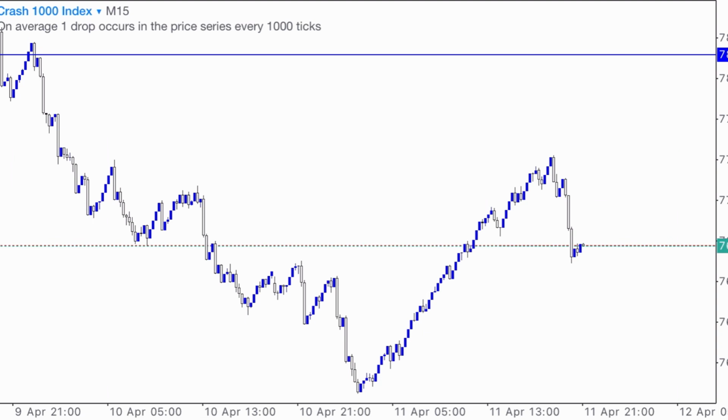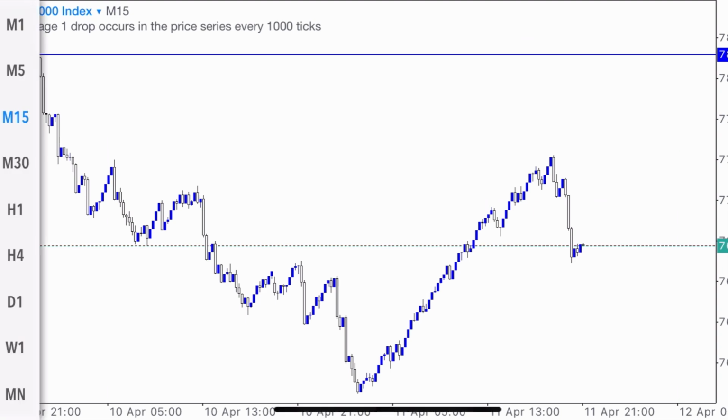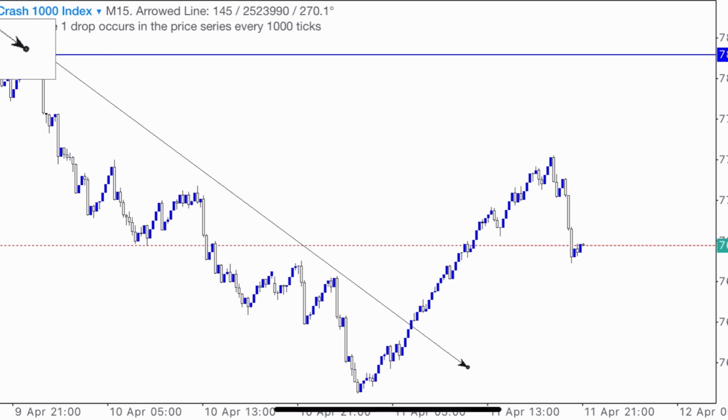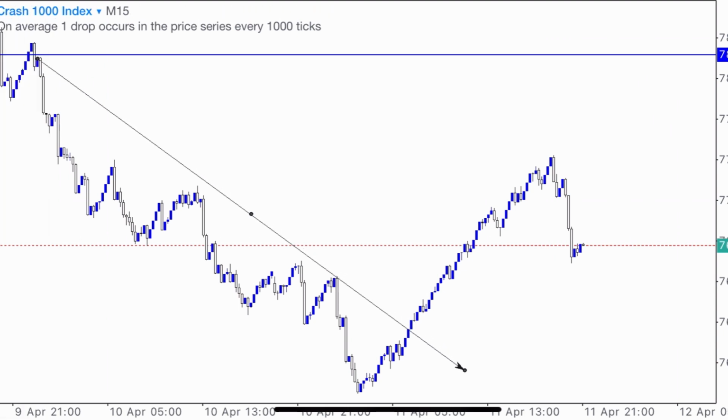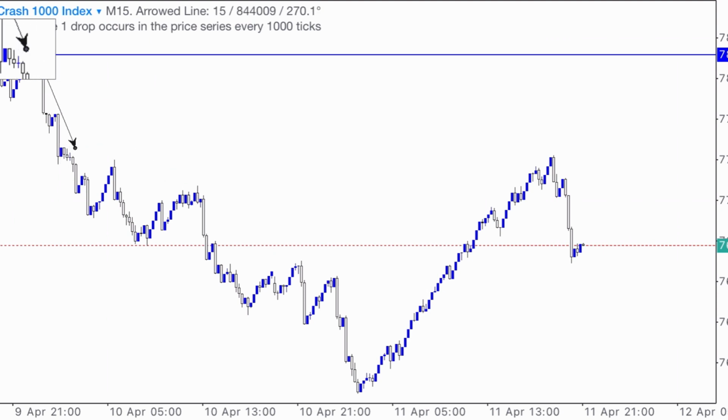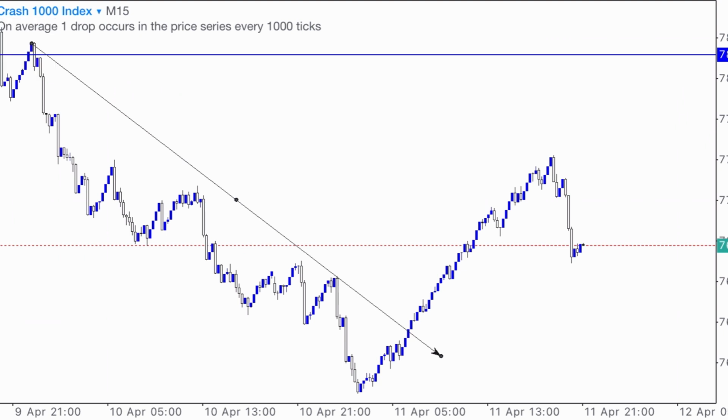Market structure. Now, for instance, we have price going to the downside on this Crash 1000 market, 15-minute time frame currently. We have price going down, and as you can see clearly, it's a downtrend. Now, how is a downtrend formed? It's formed by lower lows, lower highs, lower lows, lower highs, right? Price giving you lower lows and lower highs simply means that price is on a downtrend.